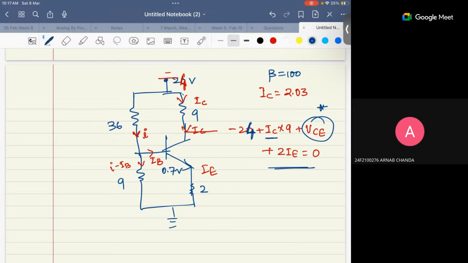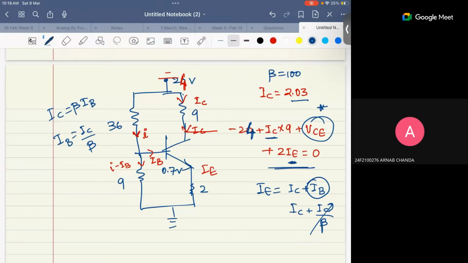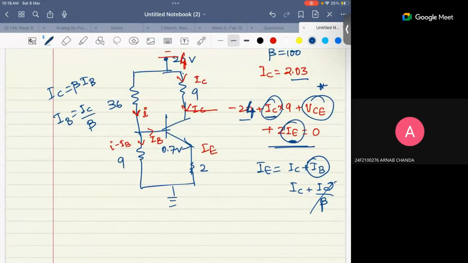You know the value of IC, so you can get the value of IE also. IE you can write as IC plus IB. IC is equal to beta times IB, so IB will be IC upon beta. So IE is IC plus IC upon beta. Beta is 100, so even if you exclude this you will get almost a similar value. Putting in the value of IE, you'll be able to get VC.